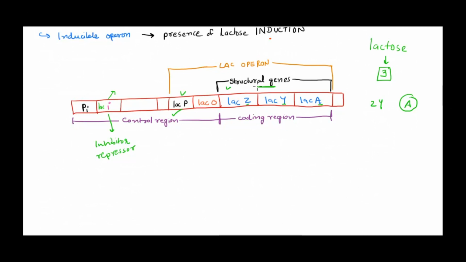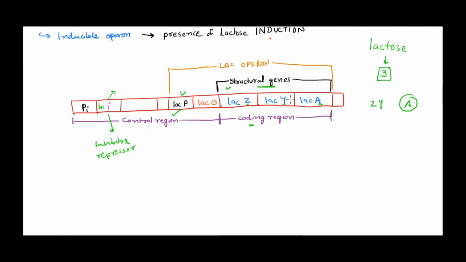Now these structural genes along with their promoter, this assembly right over here, is what we call the Lac operon. This is an operon where it has a promoter and all the structural genes clustered together. And this portion is the coding region for the enzymes, simple enough to understand.